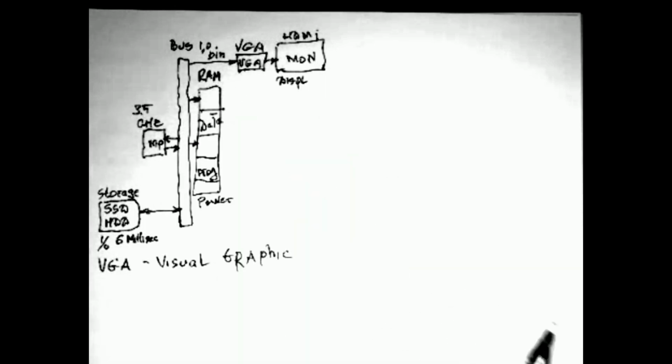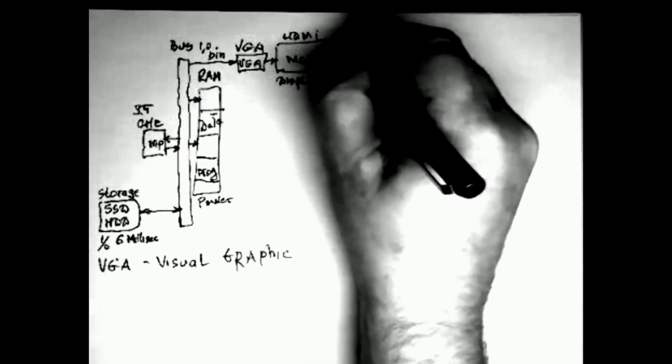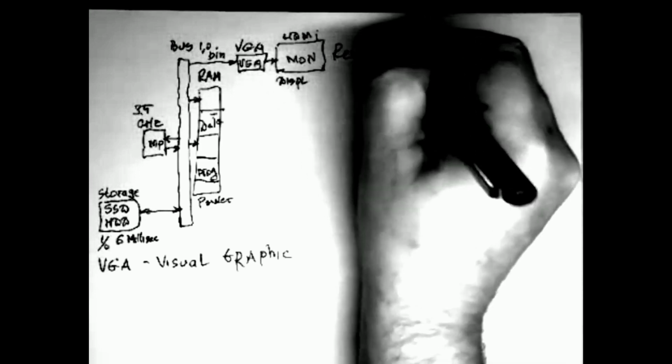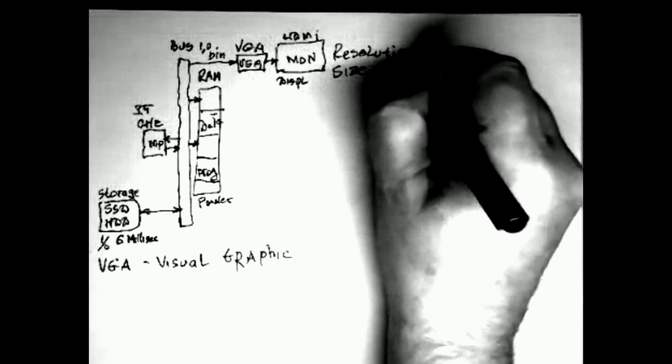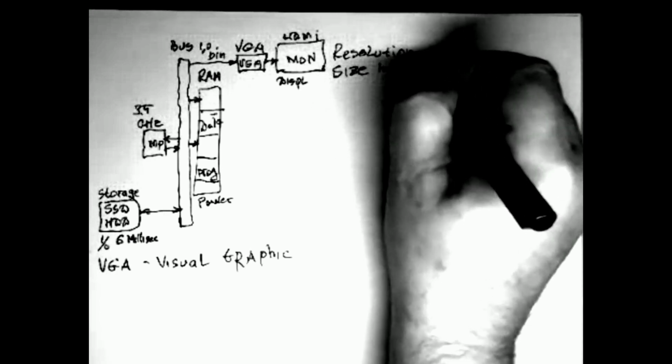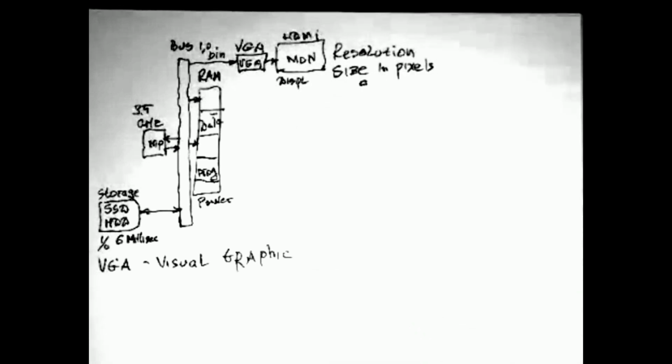So now we have a monitor, folks. A monitor, by the way, can be characterized by resolution. What is resolution? It's the size of the monitor in pixels. A pixel is a little tiny dot on the monitor, a tiny dot that can be different colors.